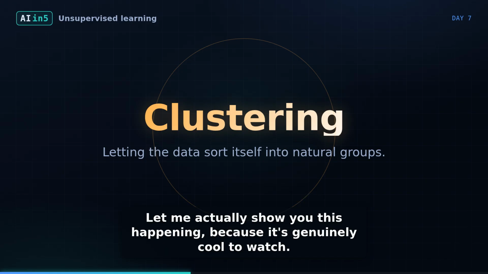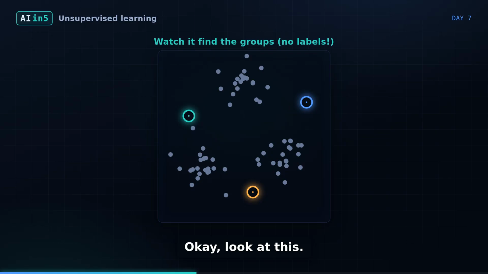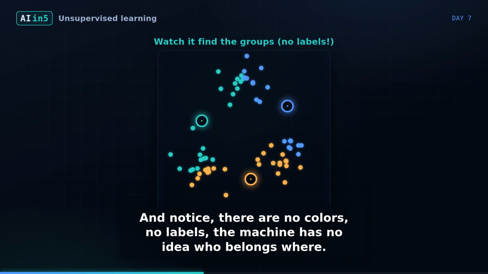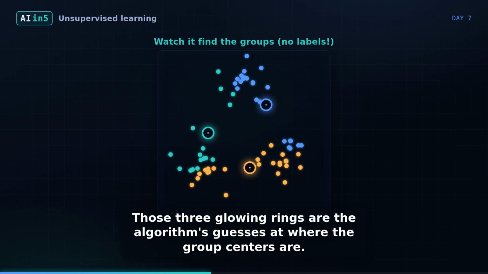Let me actually show you this happening, because it's genuinely cool to watch. Okay, look at this. Every gray dot here is a customer, placed by their habits, maybe how much they spend and how often they visit. And notice, there are no colors, no labels. The machine has no idea who belongs where.